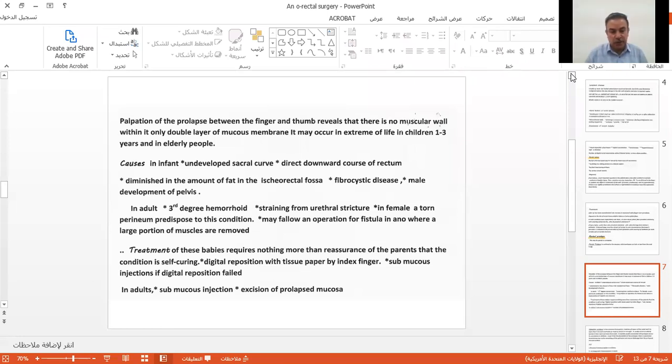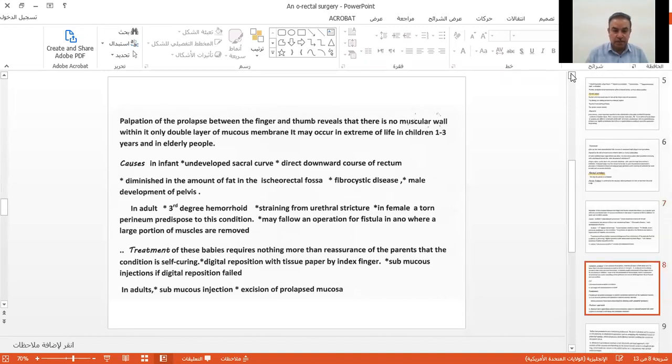Digital reposition with tissue paper, using the index finger, and submucous injection if digital reposition fails. Submucous injection of phenol in almond oil if digital reposition fails. In adults, submucous injection or excision of the prolapsed mucosa.